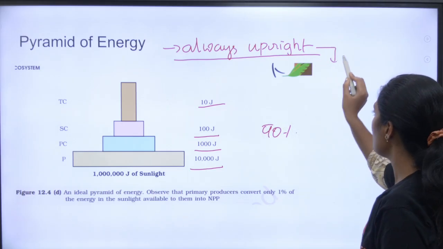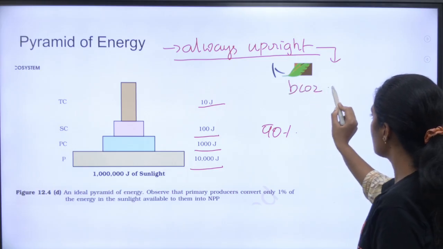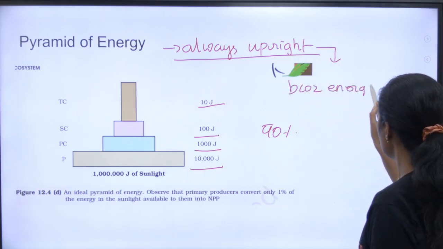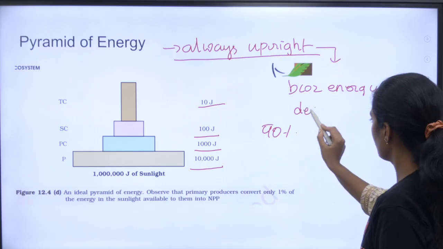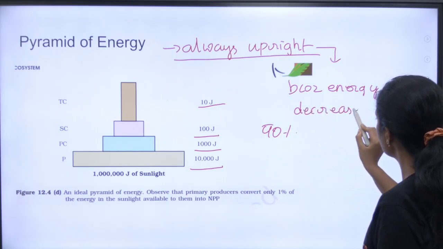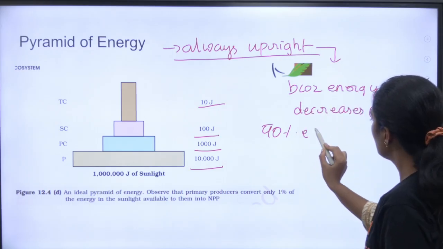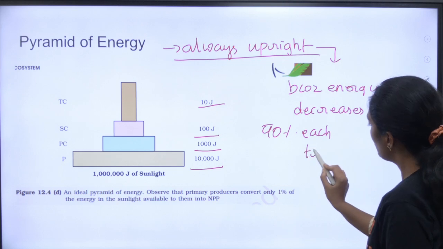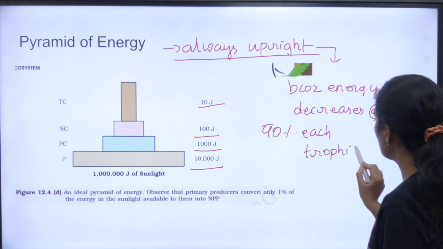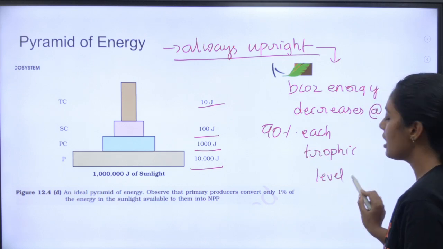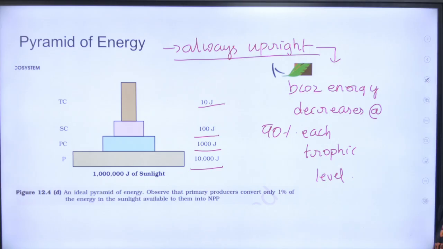It is always upright because energy decreases at each trophic level. If you write this, you get 2 marks. If you know just this one thing, you will easily get 2 marks.